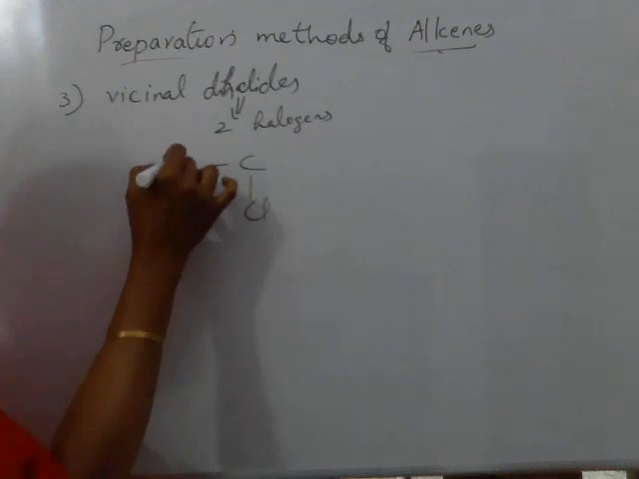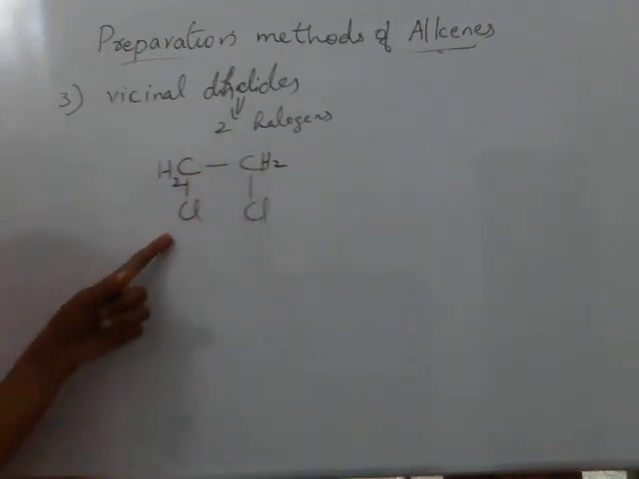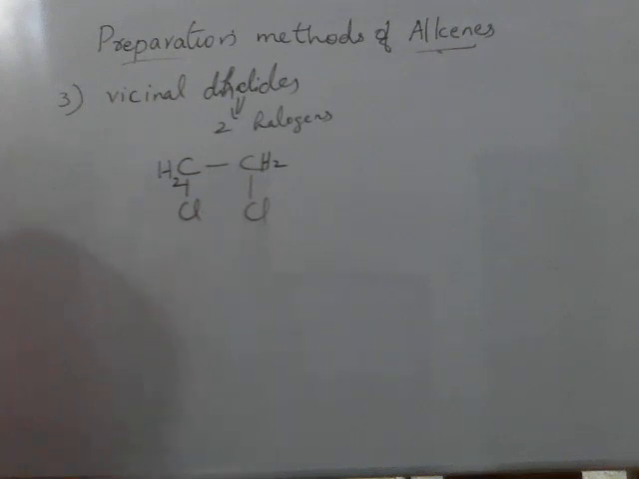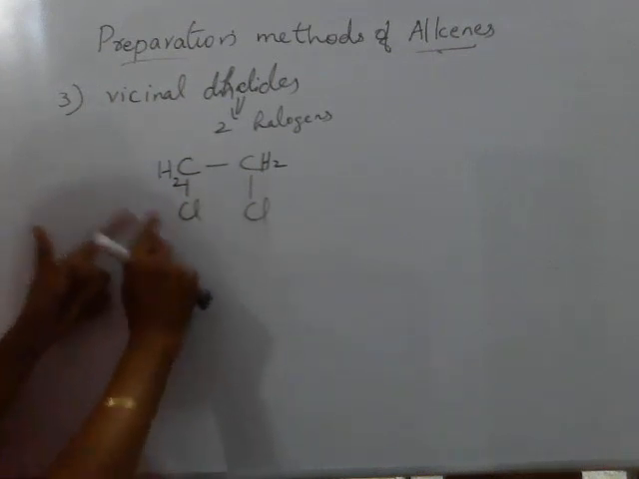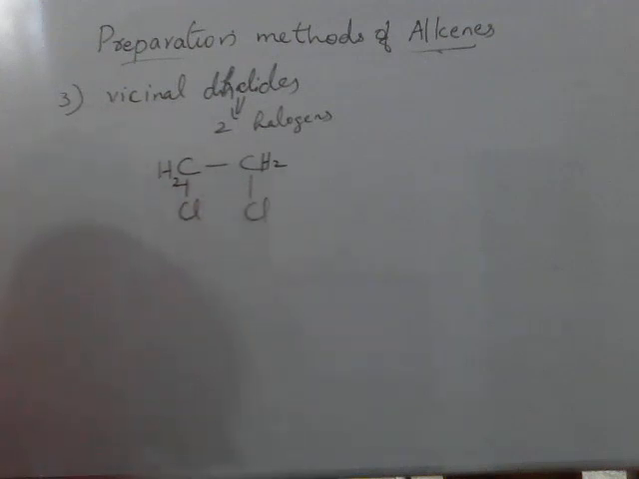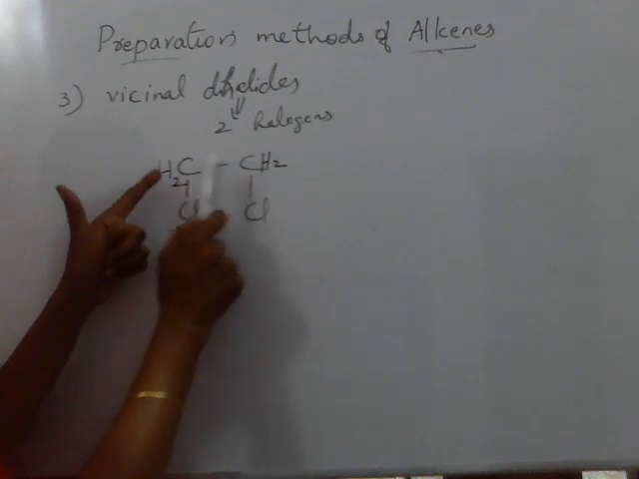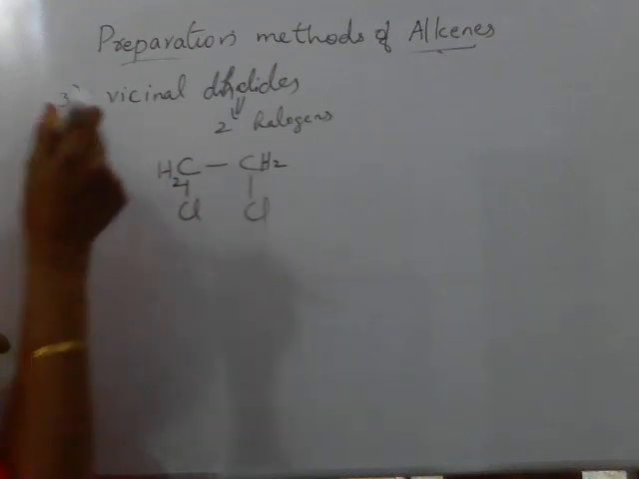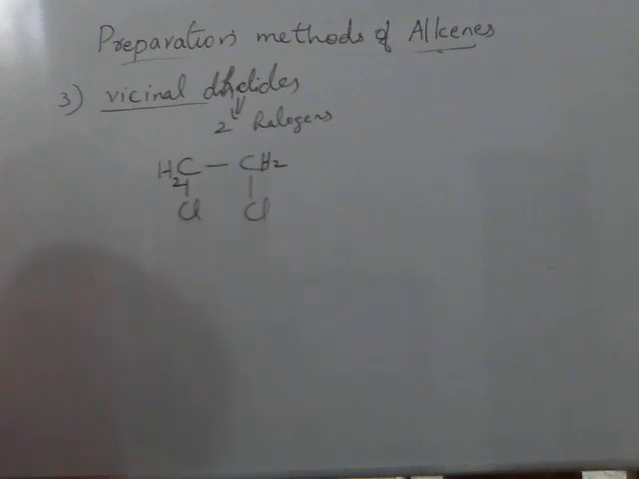like this, CH2Cl, CH2Cl, right? This is called a vicinal dihalide. Vicinal dihalide means dihalides with the same halogen atom on adjacent carbons. If both the same halogen atoms are present on adjacent carbon atoms, the type of dihalide is called vicinal. So this is a vicinal dichloride.